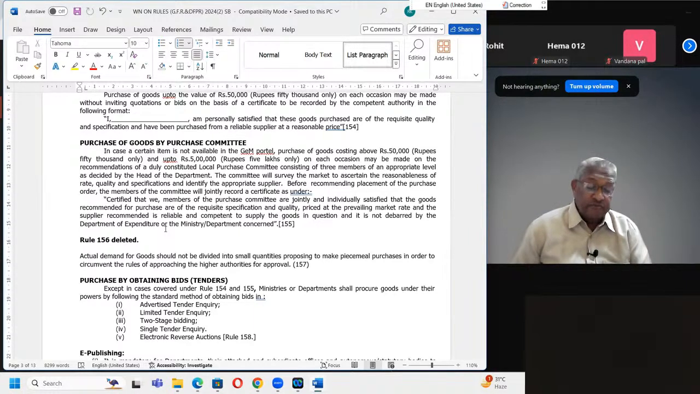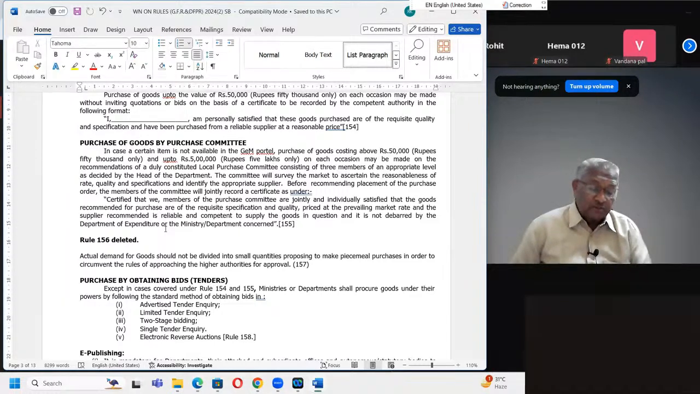Certified that we, members of the committee, purchase committee, are jointly and individually satisfied that the goods recommended for purchase are of the requisite specification and quality, priced at the prevailing market rate, and the supplier recommended is reliable and competent to supply the goods in question, and it is not debarred by the Department of Expenditure or the Ministry Department concerned. ऐसा एक सर्टिफिकेट देने से परचेज कर सकते हैं.